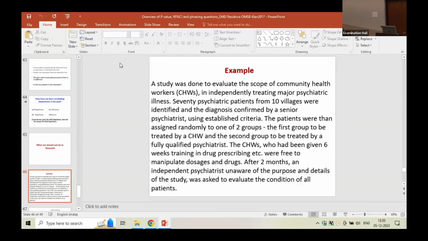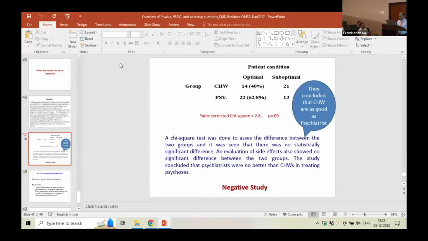This is from Karnataka. The ministry decided that it's very difficult to get psychiatrists to work in the community, in rural areas. Therefore, they trained community health workers to treat psychiatric maladies. It's a good idea if it works. Therefore, they have trained them. This is the data.